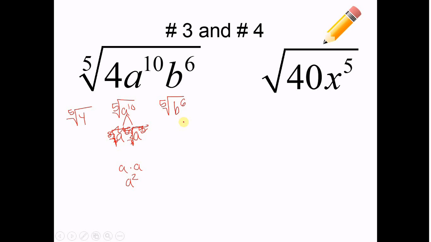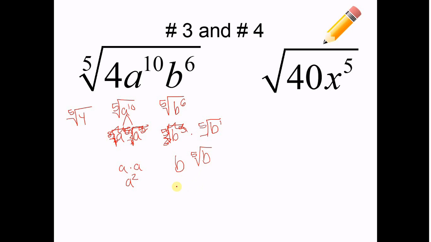b to the 6th with a 5th root, that's not going to really help us. So what I'm going to do is uniquely write b to the 6th on the inside. I'm going to write that as b to the 5th times b to the 1st, because 5 plus 1 gives me 6. It's going to get rid of that. I'm going to get a b. That's just going to stay in there.